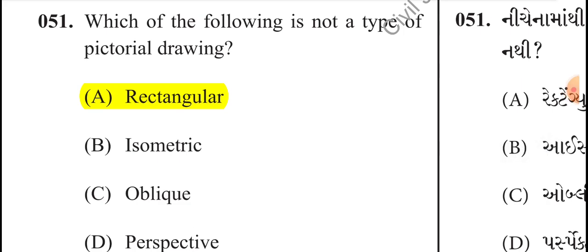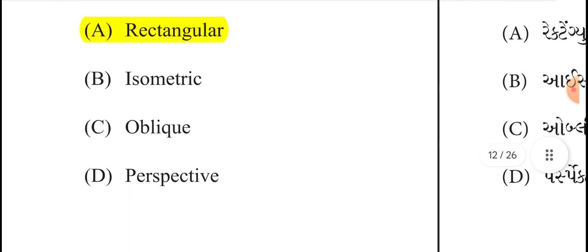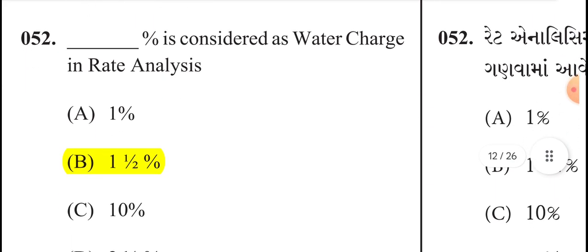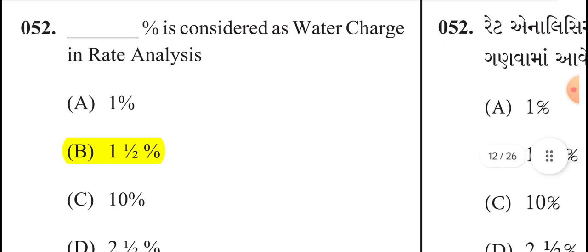Which of the following is not a type of pictorial drawing? Rectangular, isometric, oblique, perspective. Rectangular. Dash percent is considered as a water charge in rate analysis. Water charge in rate analysis is 1.5%.